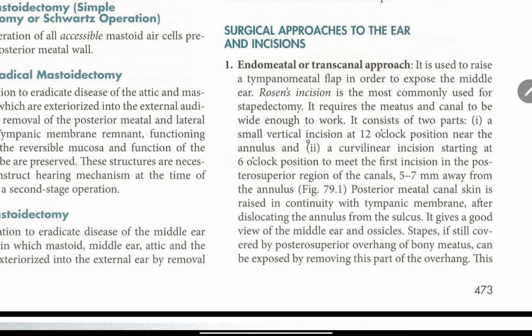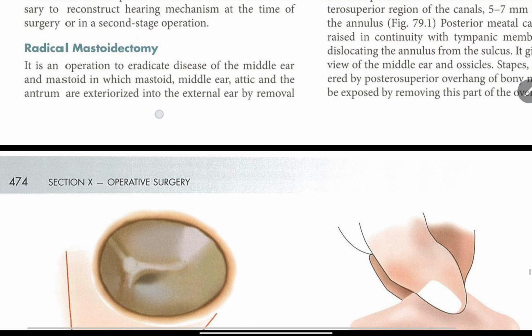One, a small vertical incision at 12 o'clock position near the annulus, and two, a curvilinear incision starting at 6 o'clock position to meet the first incision in the posterior superior region of the canal, 5 to 7 millimeter away from the annulus. Posterior meatal canal skin is raised in continuity with tympanic membrane. After dislocating the annulus from the sulcus, it gives a good view of the middle ear and ossicles. Stapes, if covered by posterior superior overhang of bony meatus, can be exposed by removing this part of overhang.